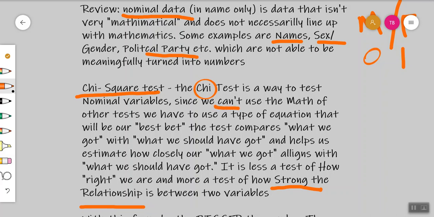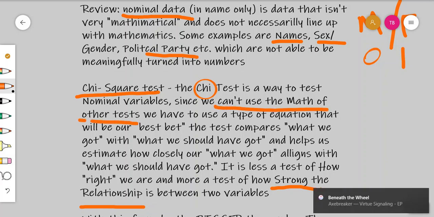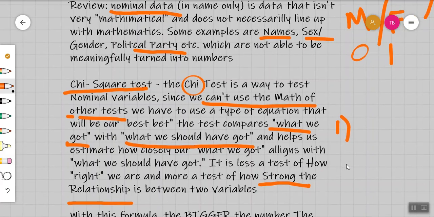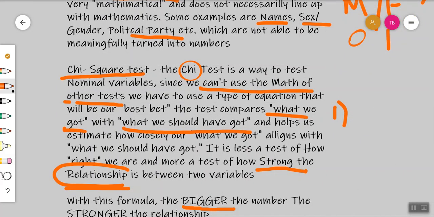Because we cannot use the math of other tests, we have to use an equation that gives us our best bet. So essentially, the testing is comparing what we got, that's number one, with what we should have got, which helps us estimate how closely what we got aligns with what we should have got. So it's less of a test of how right we were and more a test of how strong the relationship is between the two variables. So what we got versus what we should have got, and it's testing the strength of the relationship. And I'll circle that because that's going to be important.